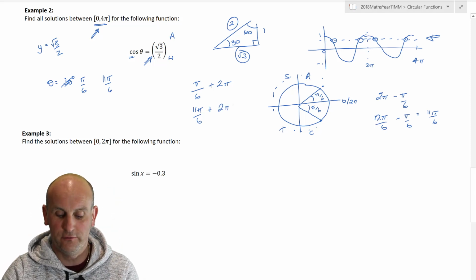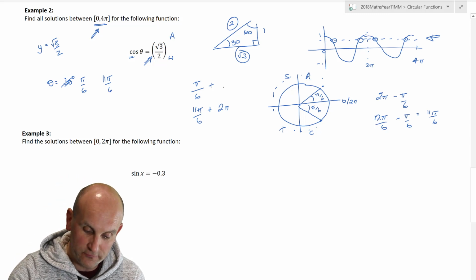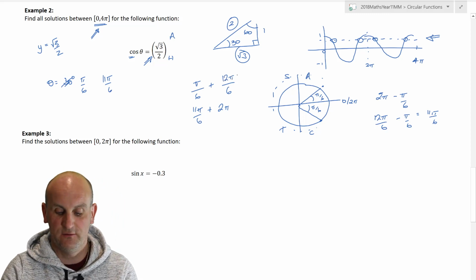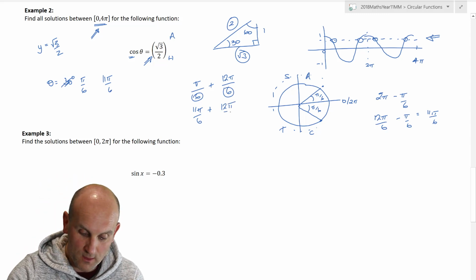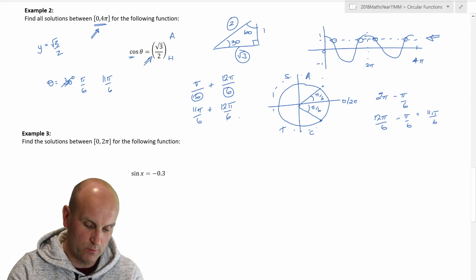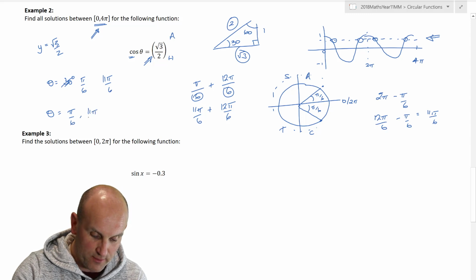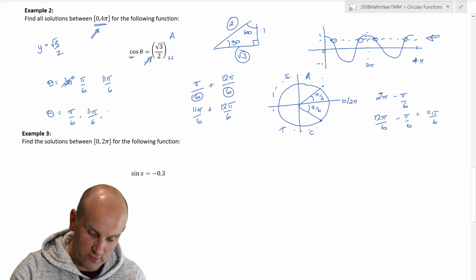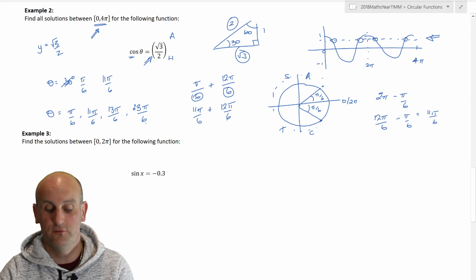A lot of people go, well, how do I add on 2 pi? Well, again, I will always turn 2 pi into whatever it is over 6. So in this situation, 2 pi is the same as 12 pi over 6. Why? Well, when the bottoms are the same, I can add the top. So again, this is going to be 12 pi on 6. And so, ladies and gentlemen, what am I going to have as my next values? Well, my first values were pi on 6 and 11 pi on 6. Now, pi on 6 plus 12 pi on 6 is 13 pi on 6, and the next one would be 23 pi on 6. And there are my 4 solutions.